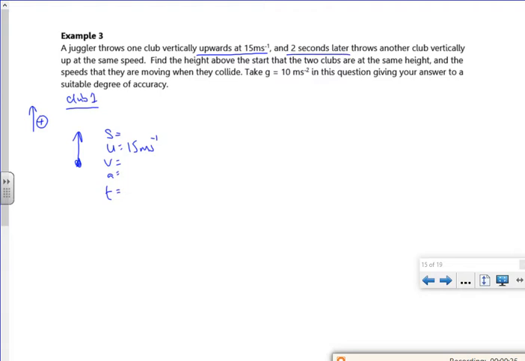Two seconds later, I throw another club up. So club two, at the same speed. Taking positive as going up. Find the height above the start that the two clubs are at the same height.